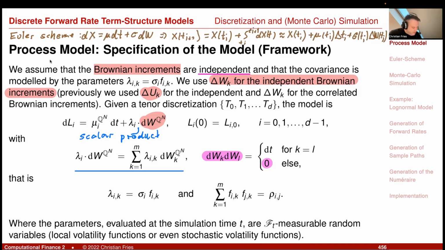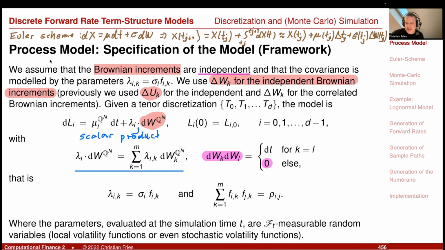Maybe I should use j here. Because we have L_i, we already have a vector of random variables that are usually indexed with an i. So let's use j for this time discretization index. Then you could say, okay, let's just implement an Euler scheme of such a process. So we just freeze the coefficients here at time t_j and we are done.